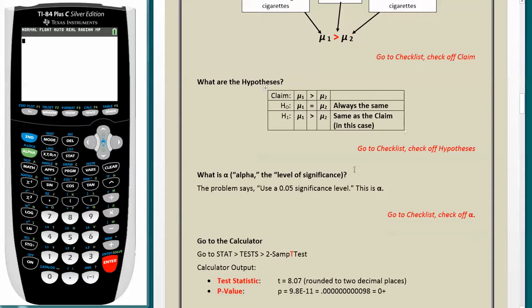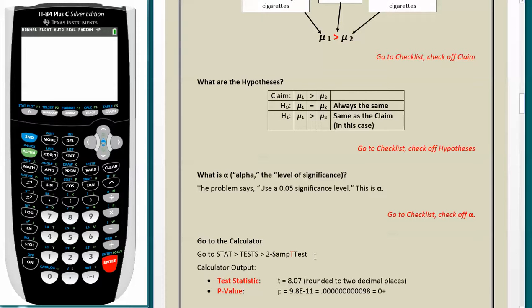If we look back at our checklist, one of the items we have to get is alpha. That's the level of significance. The problem says use a 0.05 significance level. This is alpha. So now we can check off alpha. And now we're ready to go to the calculator. We're going to go to Stat, Tests, 2-SampTTest. So I want you to notice this is a t-test we're using, not a z-test.